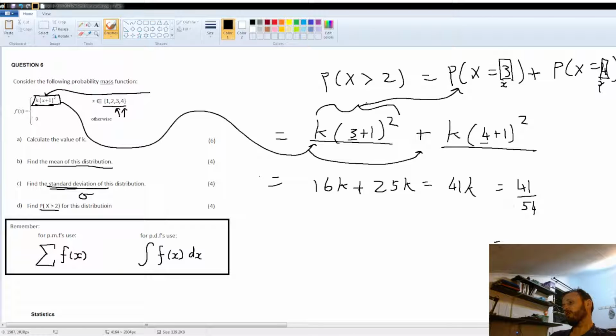And this could even be your final answer, but let's convert to decimals. 41 divided by 54 is 0.7592. For those who like 2 decimal places, 0.76. That's it. That is your answer for the probability of x being greater than 2. All I did is I added up the value of the function for all the values of x greater than 2.